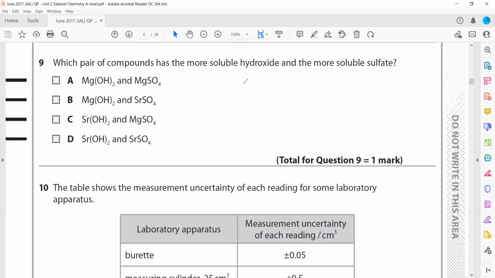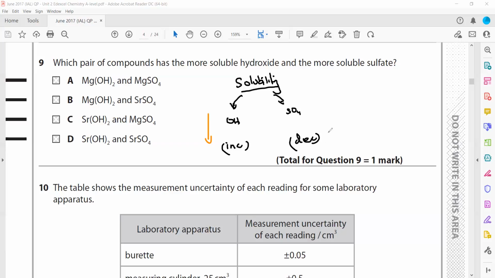So for group 2, the solubility of hydroxide increases, so they become more soluble as we go down the group. But sulfates become less soluble, they do not dissolve. That's why barium meal, or barium sulfate, is used, as it is insoluble and does not dissolve. So the bottom of the group will be more soluble for hydroxide. So either C or D can be the answer.